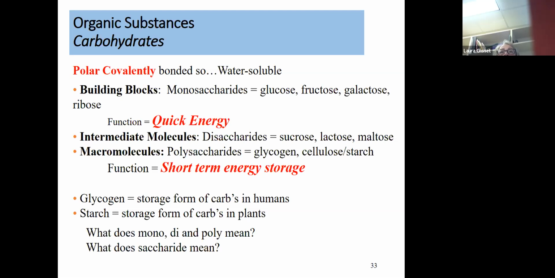And its function, monosaccharides function as quick energy. Glucose is the preferred molecule in cellular respiration. Cells like to have glucose to convert to ATP in its mitochondria. Loves it. Right, we put a couple of those together, we get the intermediate molecule of a disaccharide, which is two sugars.